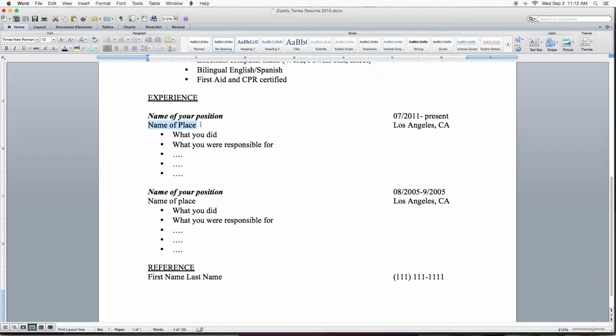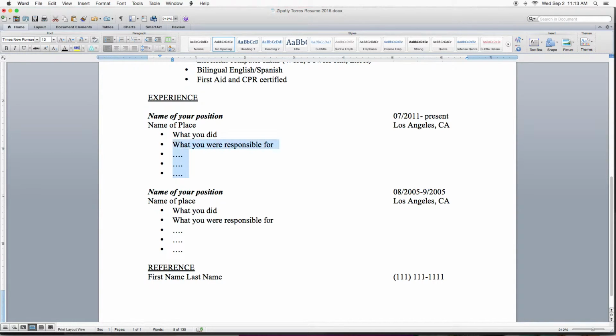So if it was a school, like I was using as an example, you put the name of the school where you volunteered, or the hospital that you volunteered at. After that, you want to include what kind of things you did in that job, or your responsibilities. If you were volunteering at a hospital, what did you do? Did you file papers? Were you just chaperoning?